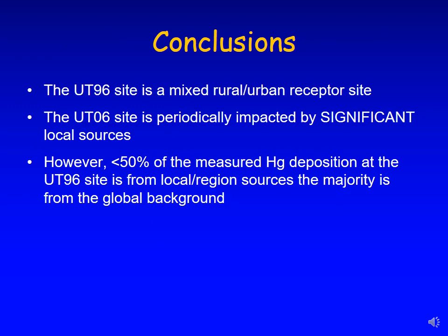So the final results from the study that I did at the Great Salt Lake are that the site was really a mixed rural and urban site, so you could get the mercury coming from both the urban and the rural sites. And it was periodically impacted by some significant local sources. However, even in this urban area, less than 50% of the measured mercury deposition was from local or regional sources. And still the majority, even in this urban impacted site, was from the global background.